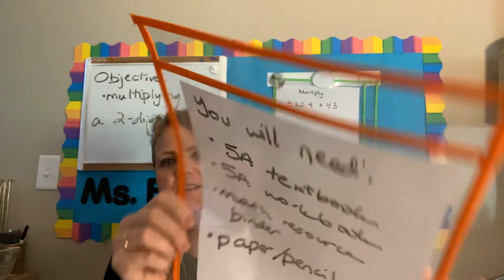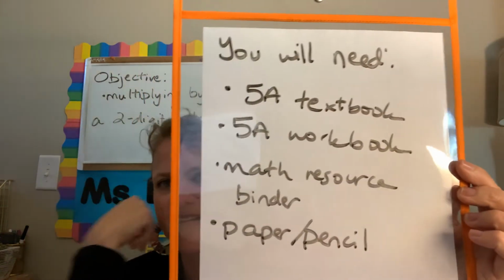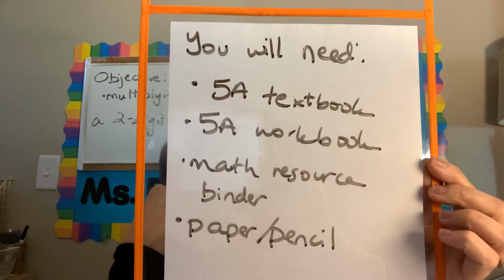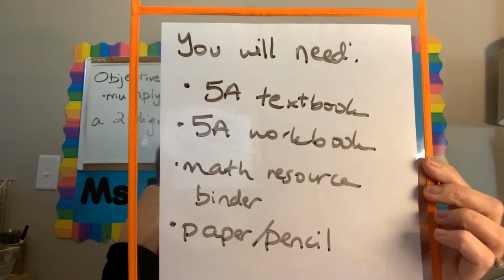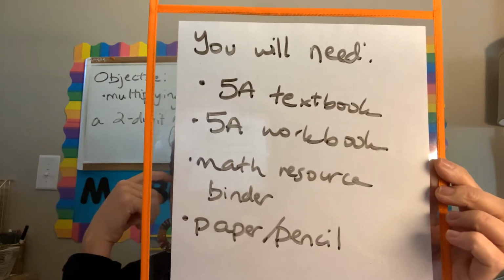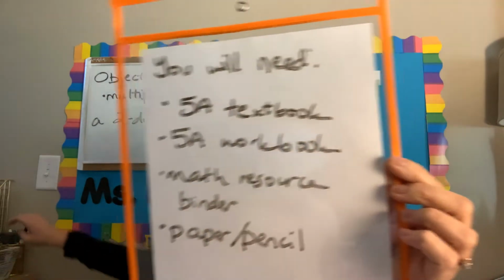For today, you will need your 5A textbook, 5A workbook, your math resource binder, and paper and a pencil. Or for this last step, a whiteboard marker is fine. If you need to get these things, go ahead and do so, and then come on back.